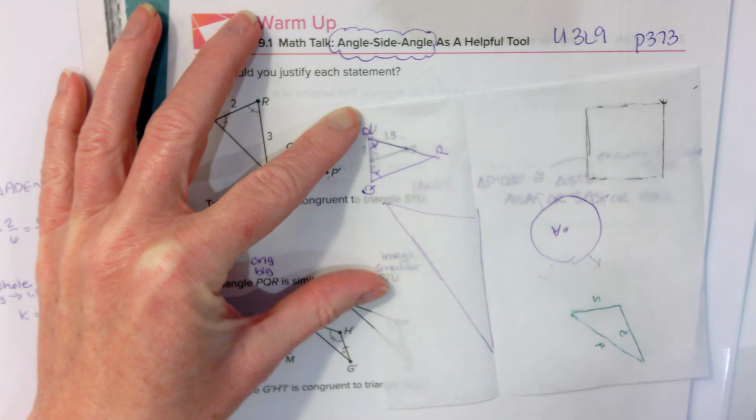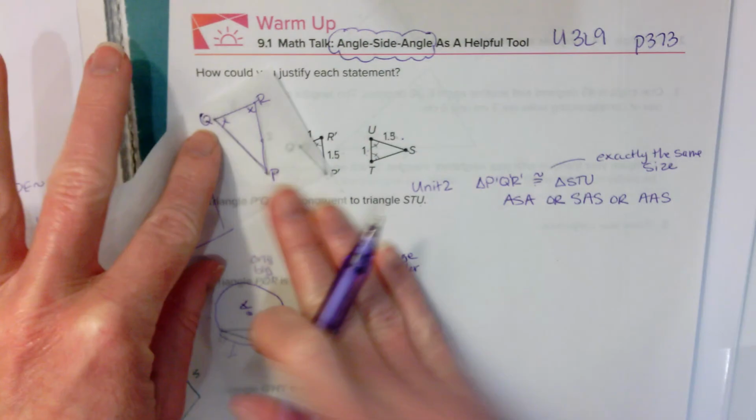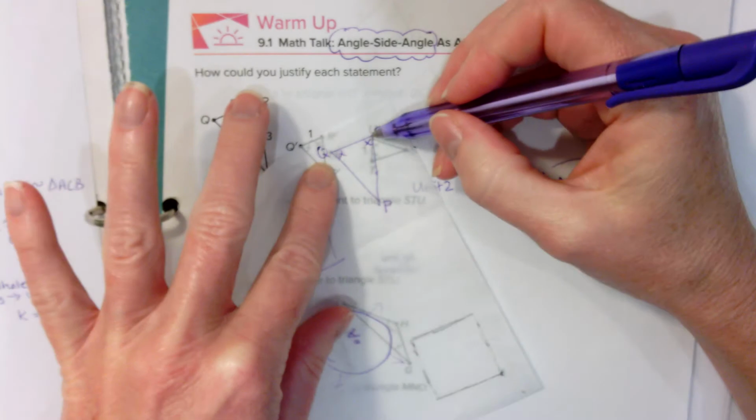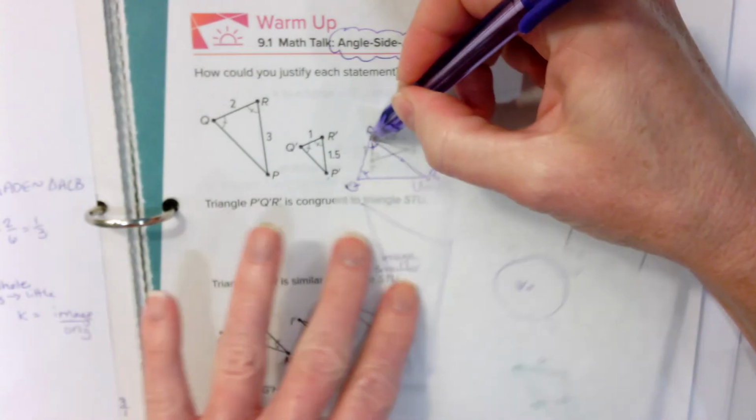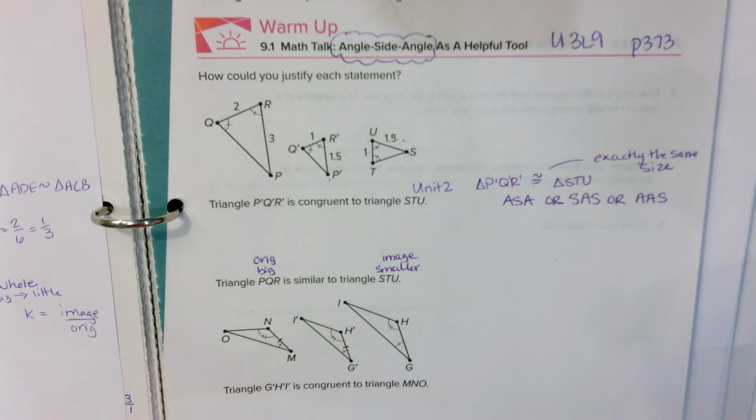So 3 steps. I need to translate it in some way. It doesn't really matter. I picked R to U. Then I need to rotate about U until my sides line up. And then I need to shrink it, but with a dilation. So let's write that.